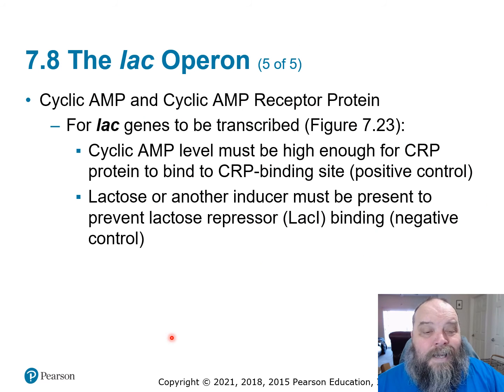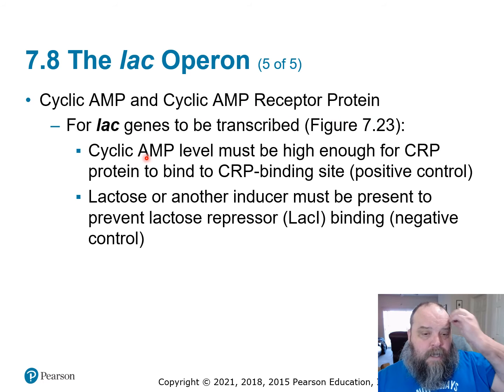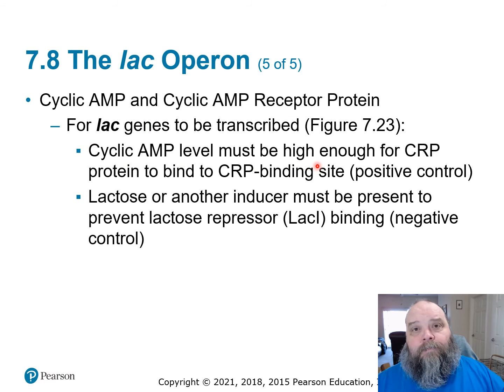Okay, so our cyclic AMP and our CRP protein are going to come into play when it's dealing with yes or no whether or not the Lac Operon can be transcribed. Will the Lac genes be expressed? Turns out cyclic AMP levels have to be high, high enough that it's binding CRP protein, which then is binding to the control element of the Lac Operon.